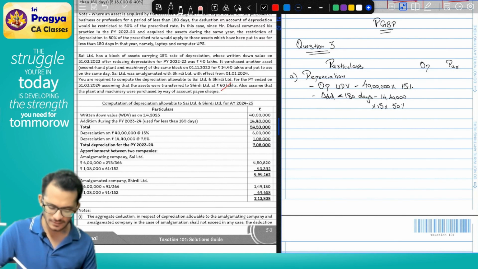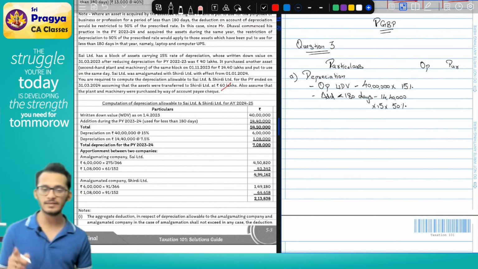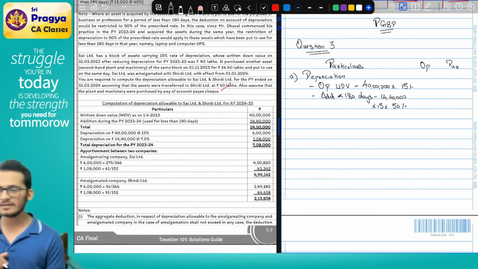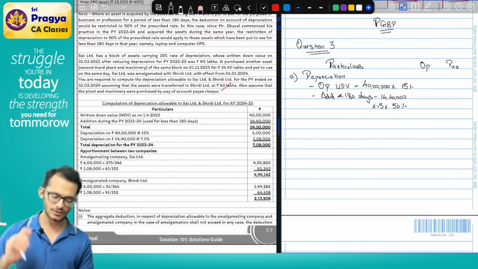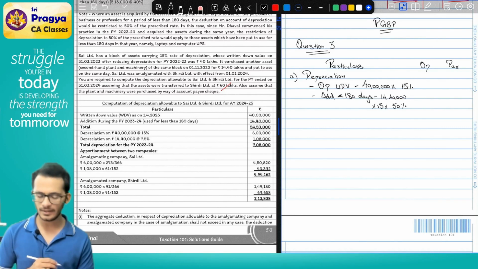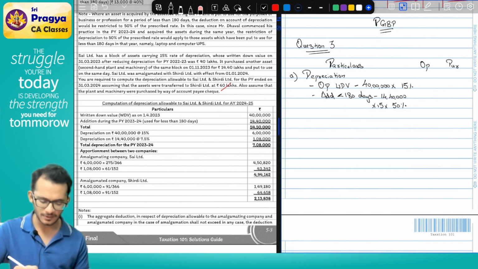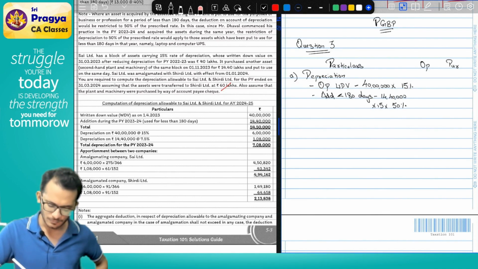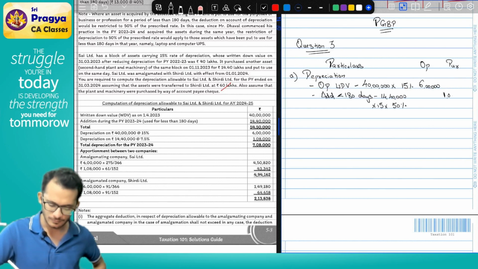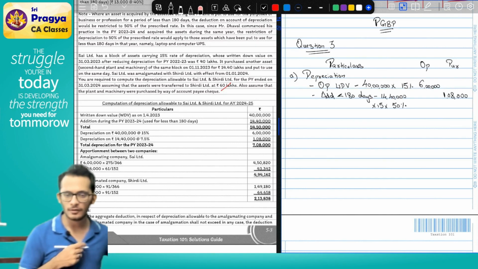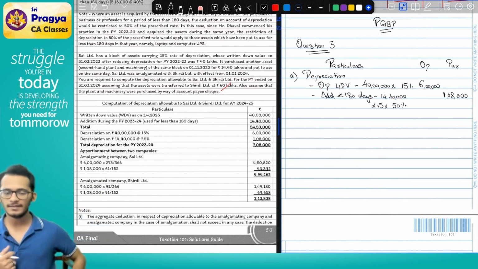Rahul, why am I not charging additional depreciation? Because the question says it is second hand machinery, so I don't have to charge additional depreciation. Get me the numbers. 40 lakhs into 15% will give you 6 lakhs. 14 lakh 40 into 15% into 50% will give 1,08,000. We did this question in an example just now. Yes or no? Yes. Now these are your depreciations.